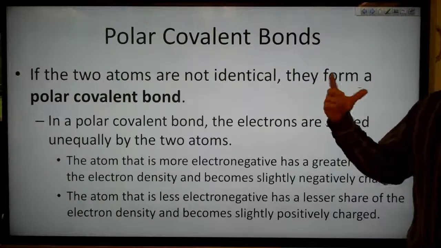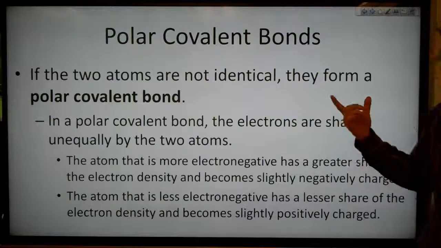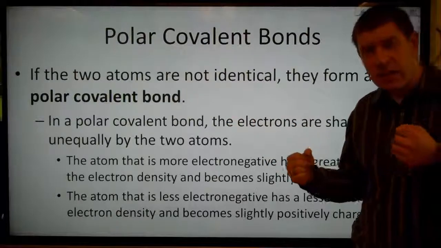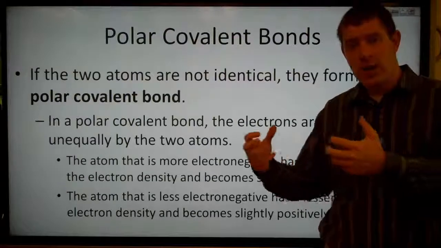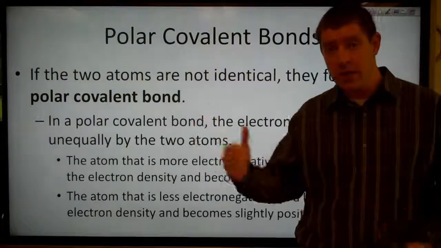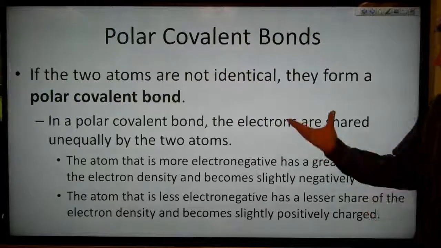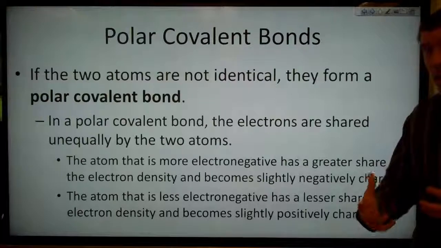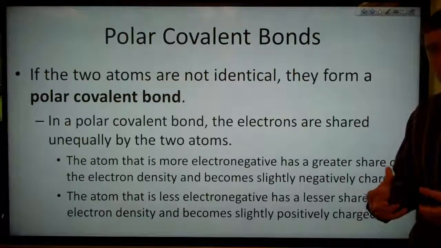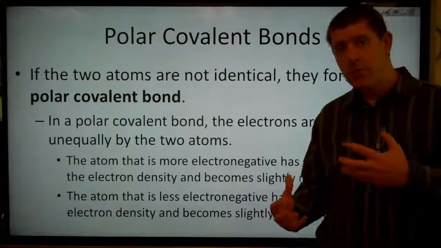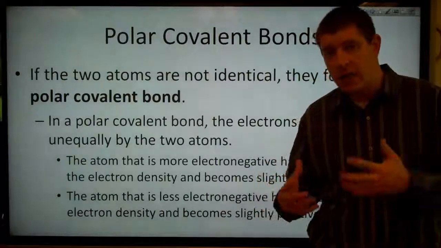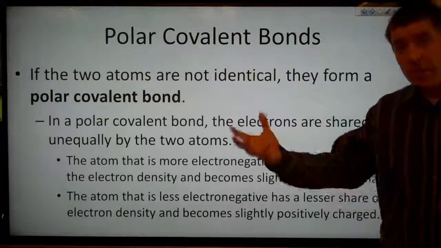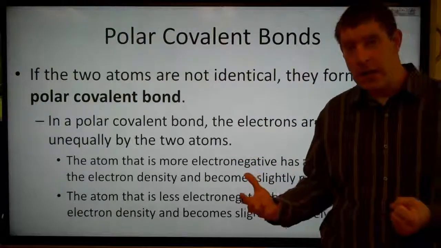So if the two atoms are not identical, as they were in hydrogen, then they form a polar covalent bond. So one of the atoms is a little bit stronger than the other, its electronegativity is higher, it's going to pull on those electrons and pull it towards itself more strongly than the other atom will. So in a polar covalent bond, the electrons are shared unequally. They're still shared, but they're shared unequally. One of them has the electron density more than 50% of the time, basically. It has more than 50% of the electron density. But it's not totally stripping the electron away from the other atom like it would in an ionic bond.